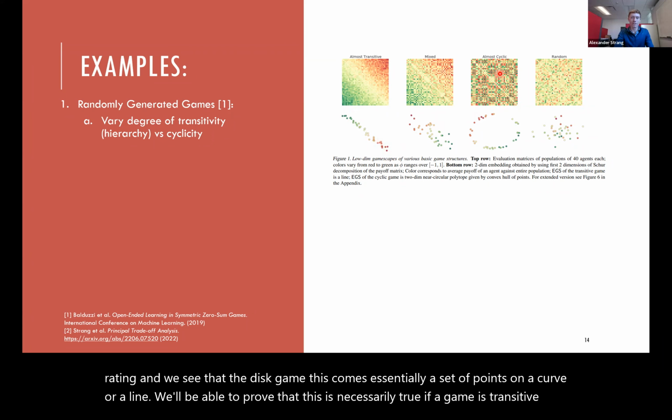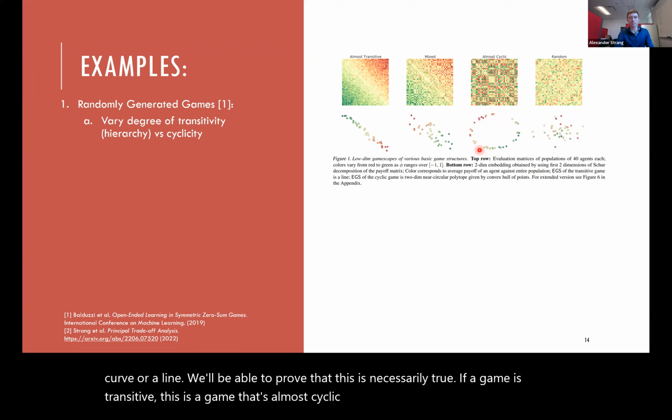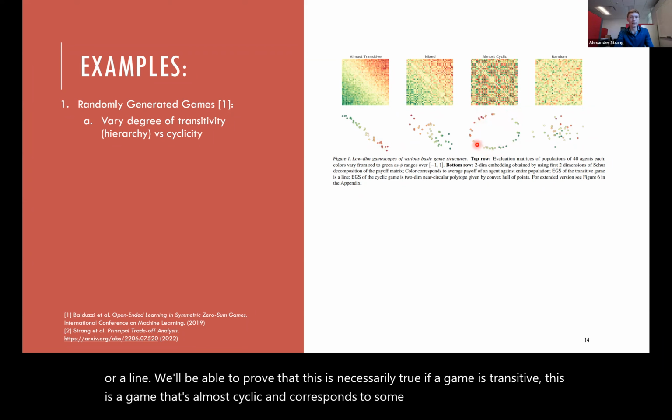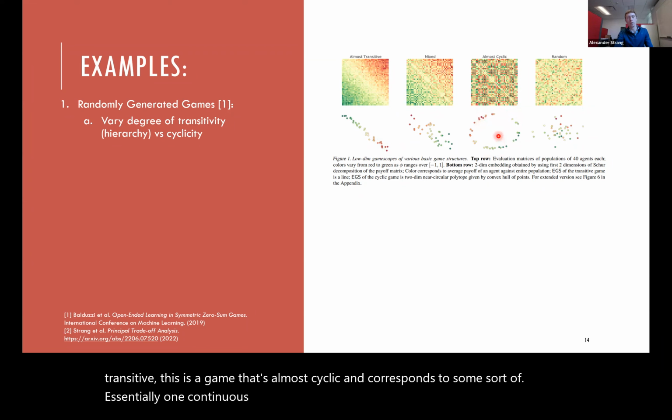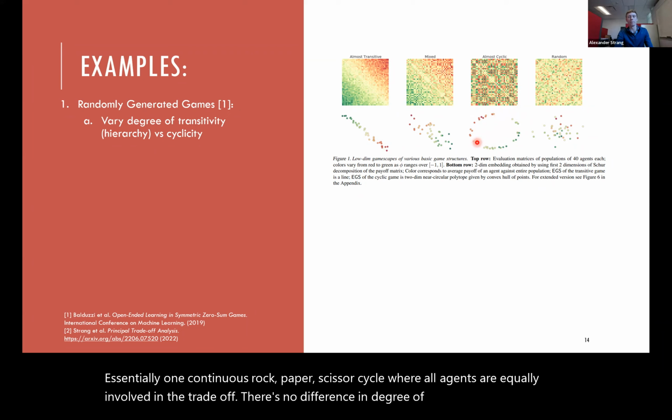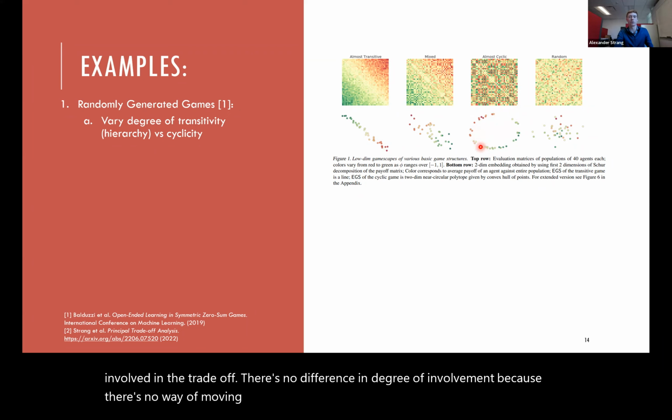This is a game that's almost cyclic and corresponds to essentially one continuous rock, paper, scissors cycle where all agents are equally involved in the trade-off. There's no difference in degree of involvement because there's no way of moving inwards in this set, right? This is a curve enclosing the origin.